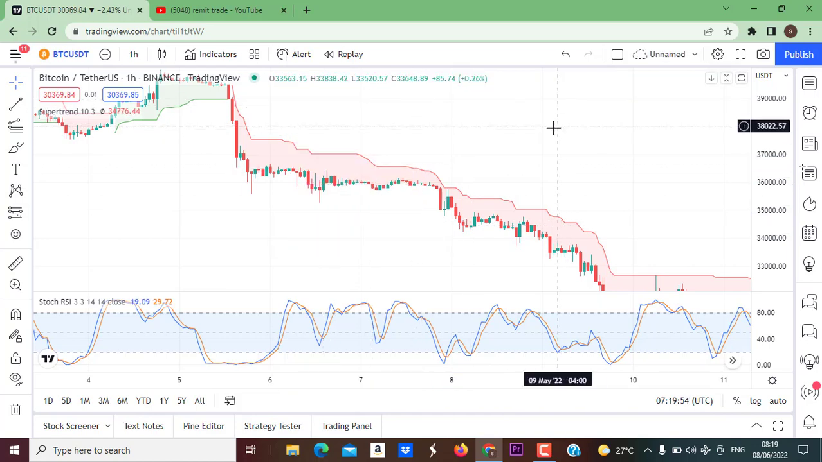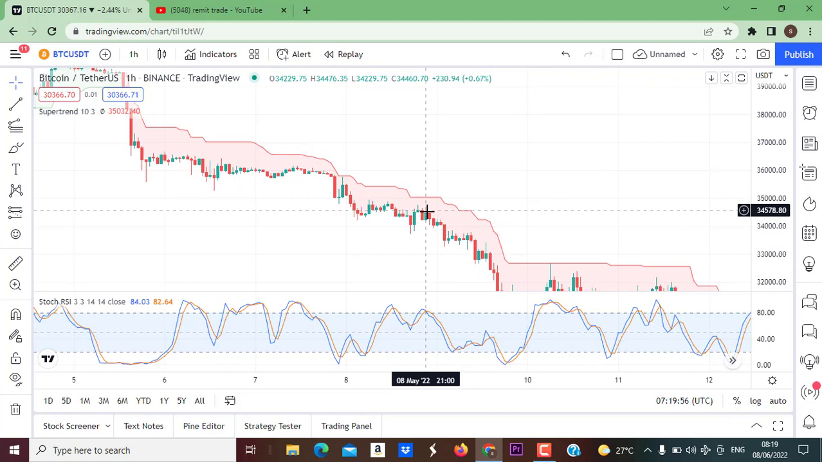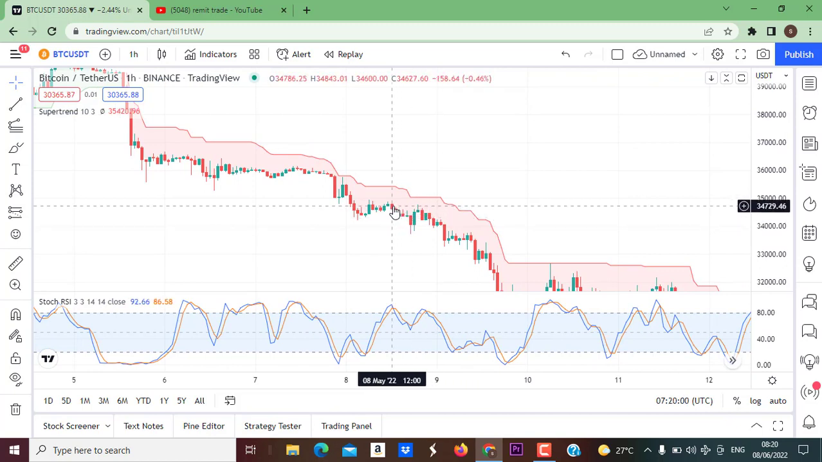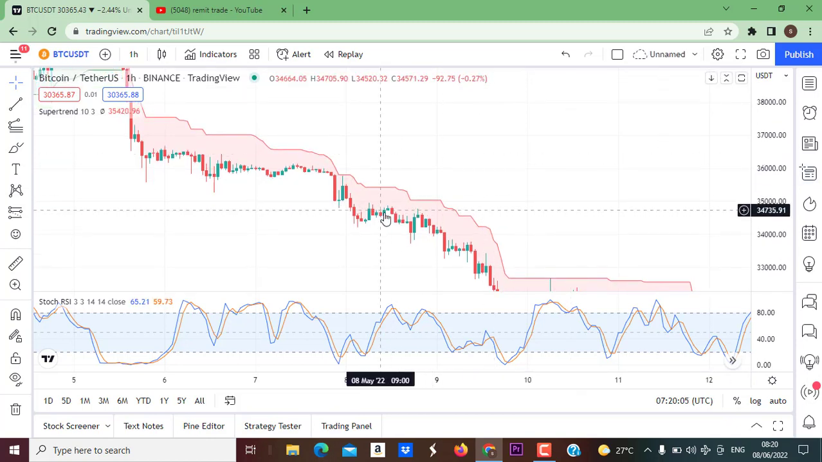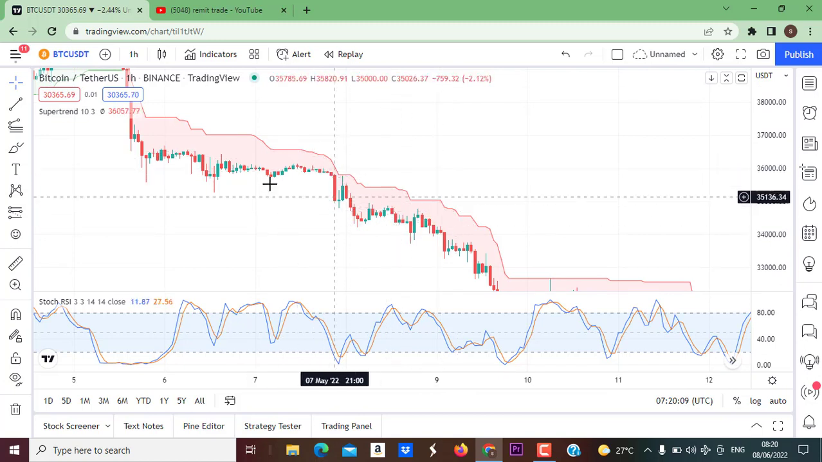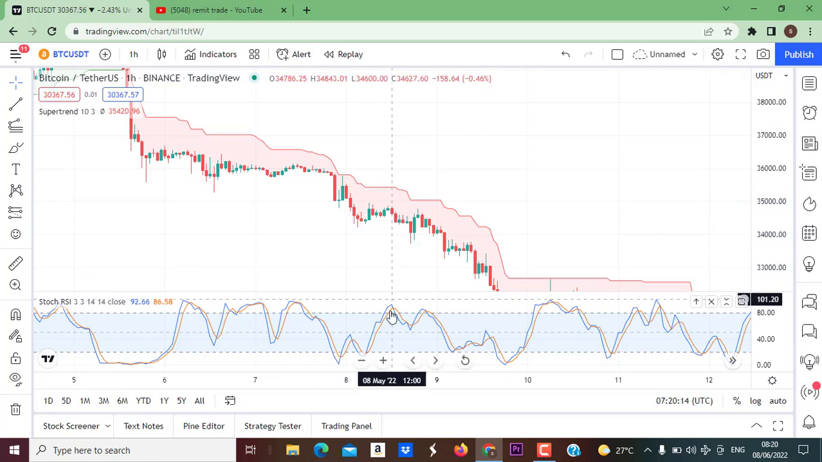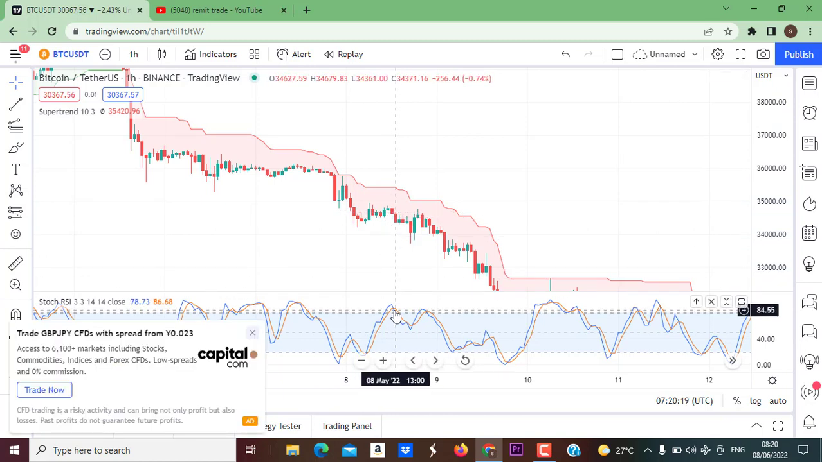Another entry here is at this very point as well, or from this very area. So if we use this very area, that is this very candle, so let's say at the close of this very candle at this very point, we want to enter a trade. The reason is that we are in a downtrend with the super trend indicator showing us that, and also we are already at overbought condition on the stochastic RSI indicator.